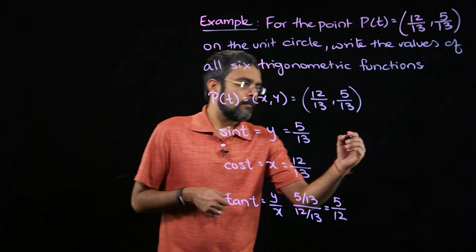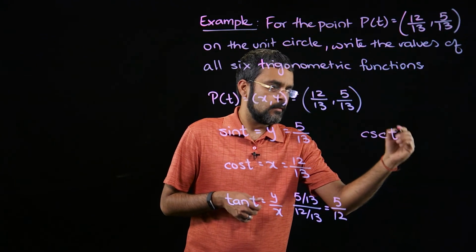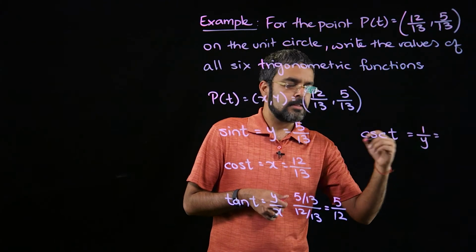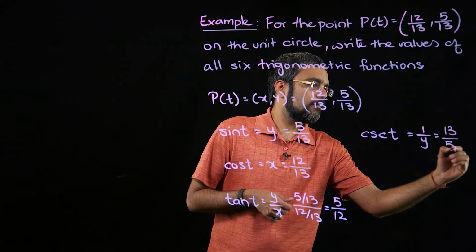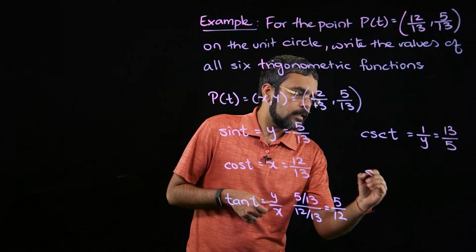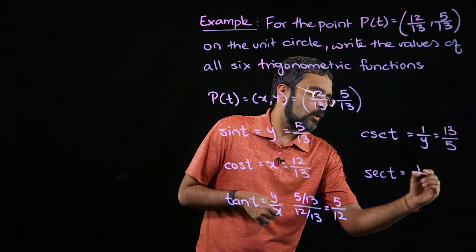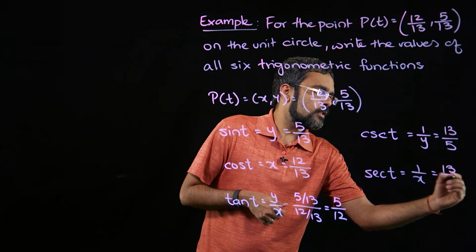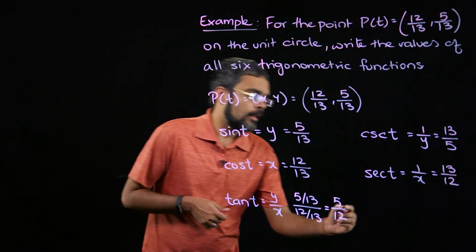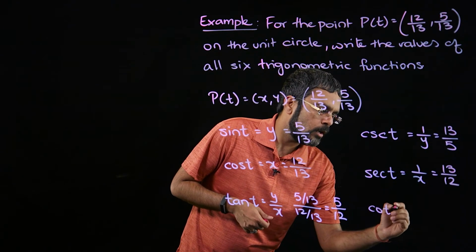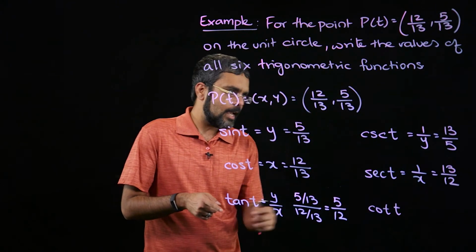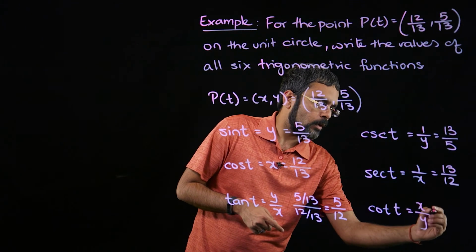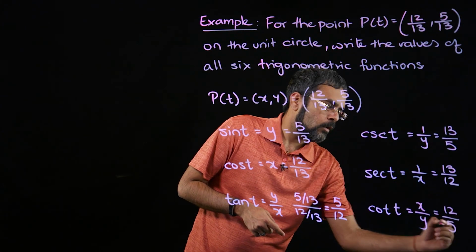Then we have cosecant t, and we know that cosecant t is 1 over y, which in this case is going to be 13 over 5. We know that secant t is 1 over x, which is going to be 13 over 12. And then finally, cotangent of t, we can think of it as 1 over tangent, or as x over y, and that would come out to be 12 over 5.